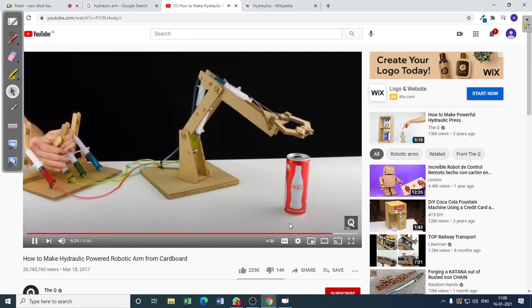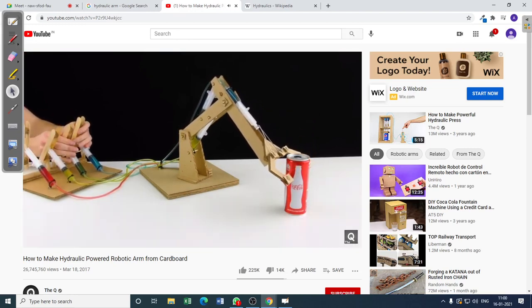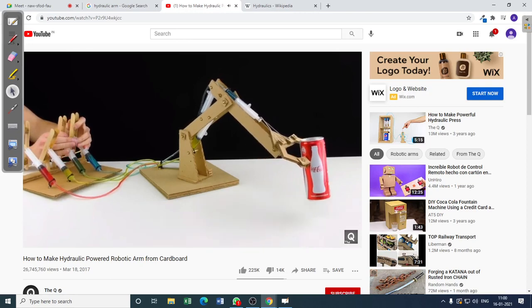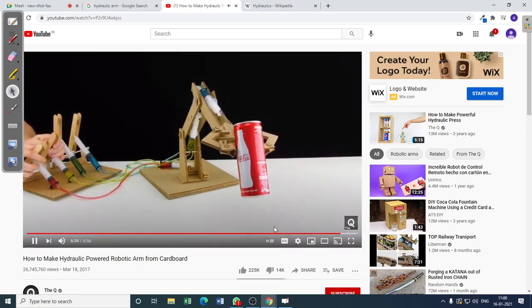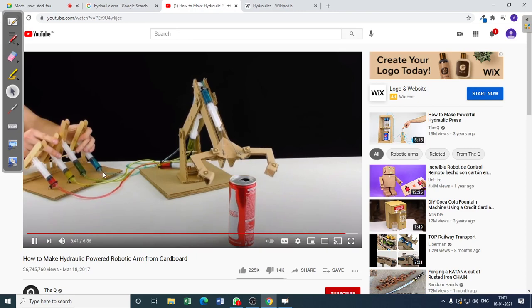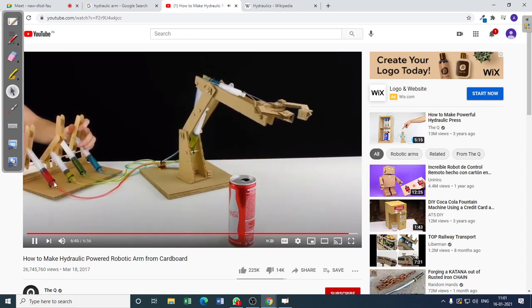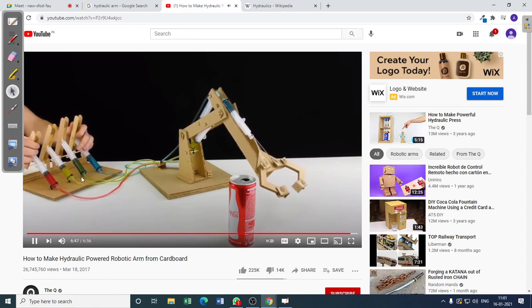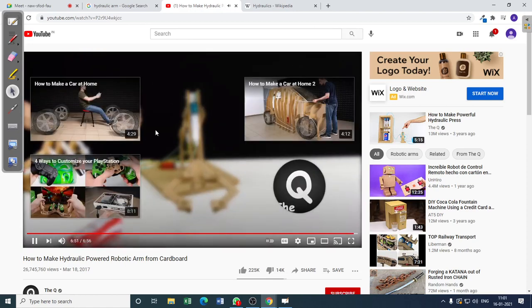I hope you understood the underlying principle regarding the hydraulic lift. This is how it works. This is just water only. Don't expect any kind of liquid or oil. No, this is just water, nothing else. Some color has been added to make it look good. That's it. This is the basic principle of a hydraulic lift.